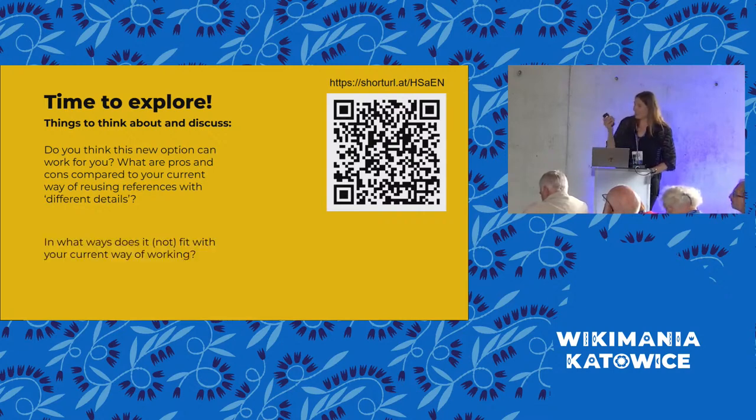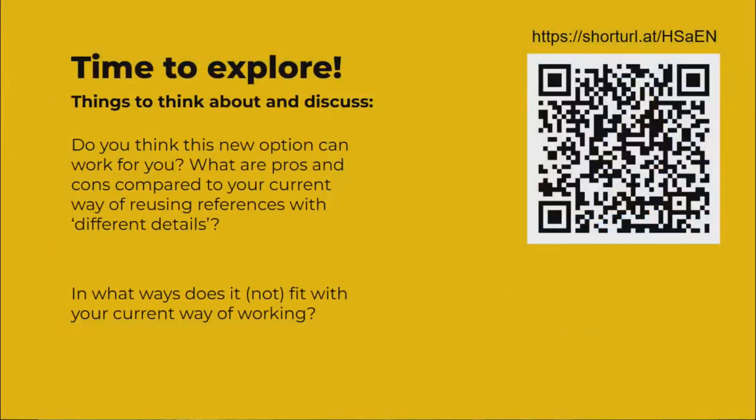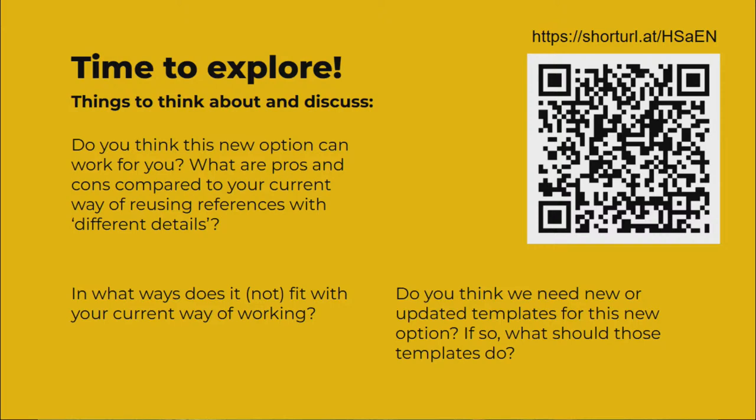So these are the questions real quick, and then I'll address your question. Do you think this new option can work for you? What are pros and cons compared to your current way of reusing references with different details? In what ways does it not fit with your current way of working? And do you think we need new or updated templates for this new option? And if so, what should those templates do? For those templates, you might even get to the point where you have an idea of what you want a template to do. Then you can maybe wave over Adam, because he can also help out trying to create a short, simple version of a template in the beta cluster, so you can actually try out for yourself whether your idea for a template makes sense. So that's what I would like us to do next, but we have a question.